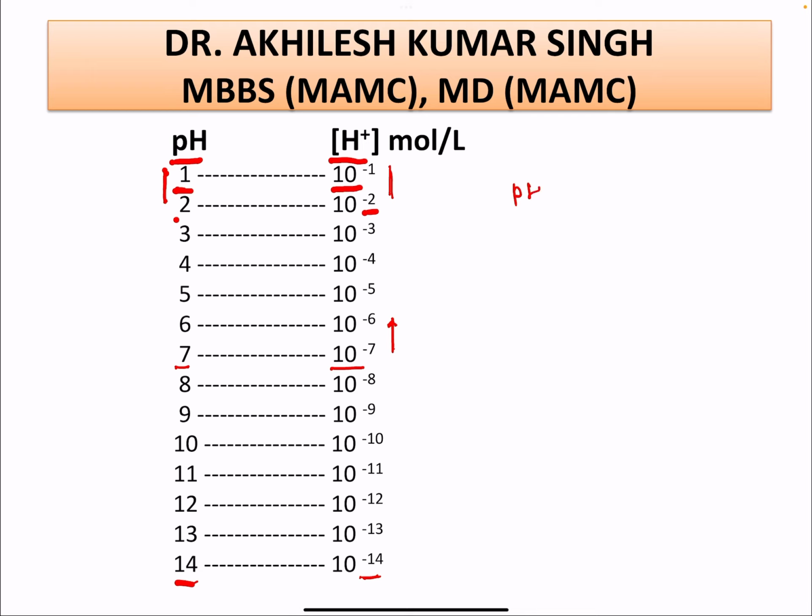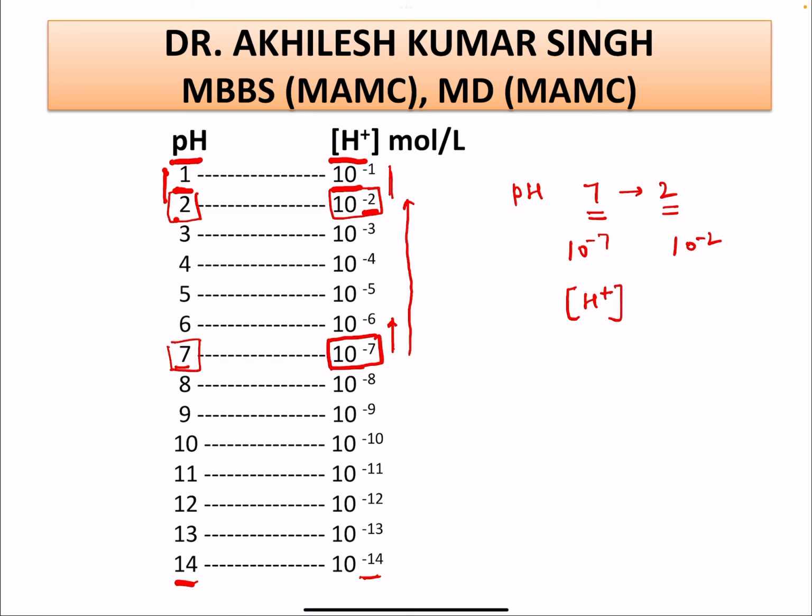So the pH is changing from 7 to 2. What is the concentration of hydrogen ion at pH 7? It is 10 raised to the power minus 7. And what is the concentration of hydrogen ion when the pH is 2? It is 10 raised to the power minus 2. So you can see here that if the pH changes from 7 to 2, the concentration of hydrogen ion is increasing. And by how much does it increase?